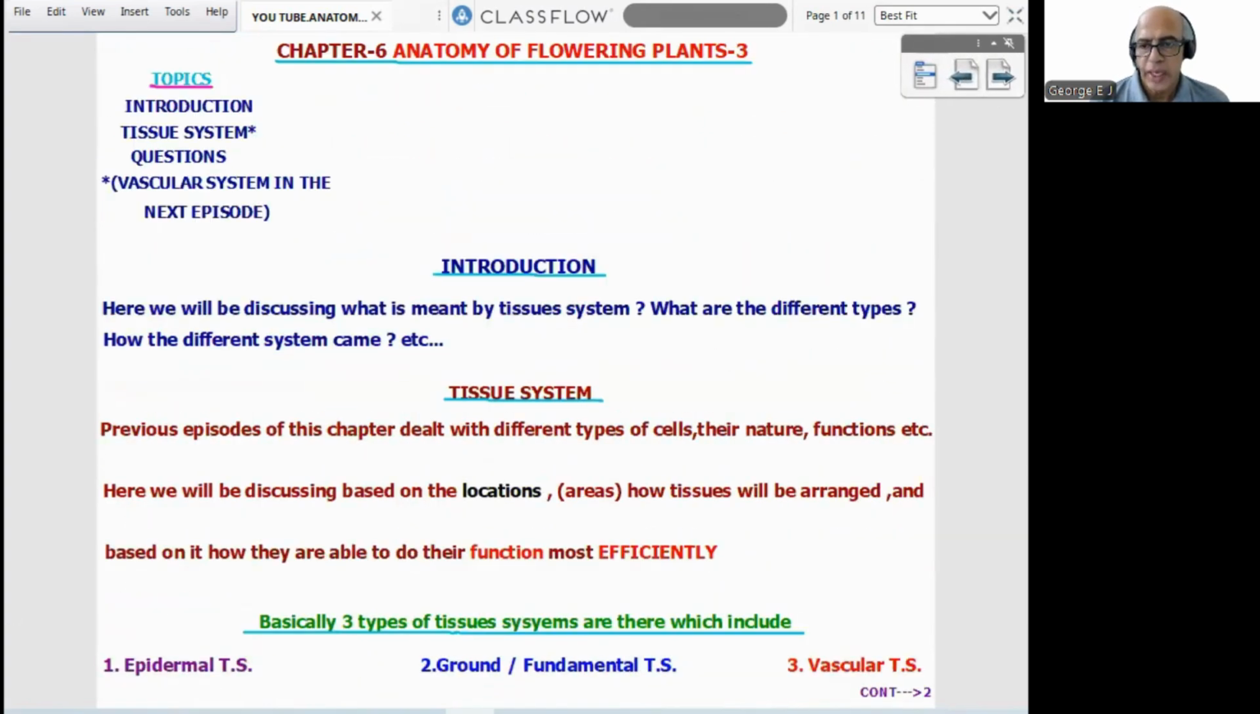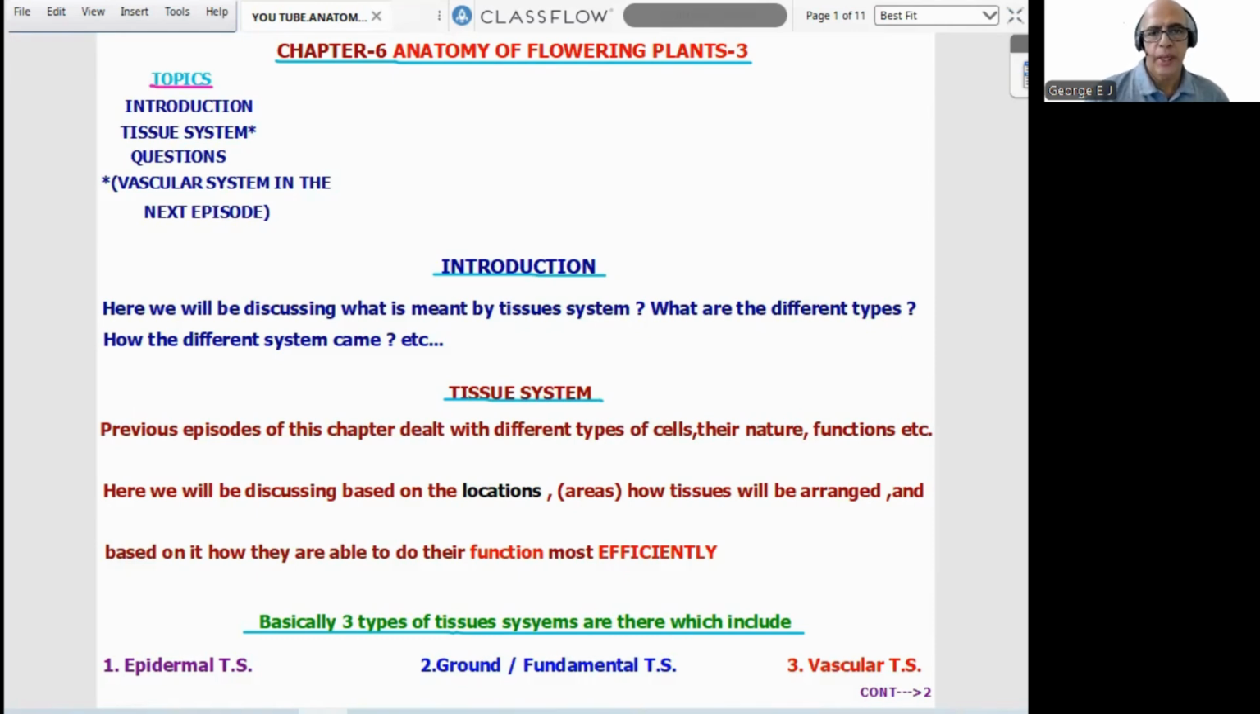So when we discuss anatomy of flowering plants, the third topic, the main items we discussed: one is the introduction, then the tissue system. The vascular tissue system is not included; that will be the next episode. In the introduction, what we'll be learning in this tissue system, why the term, what is it, how it is connected with the function and location, efficiency.